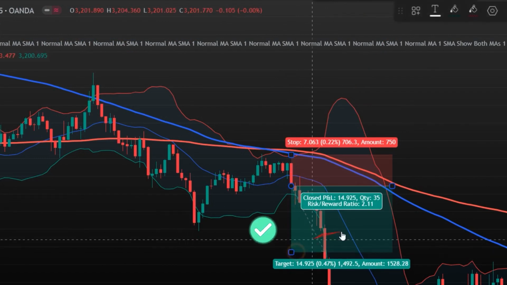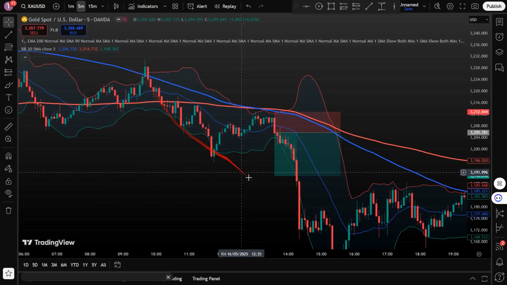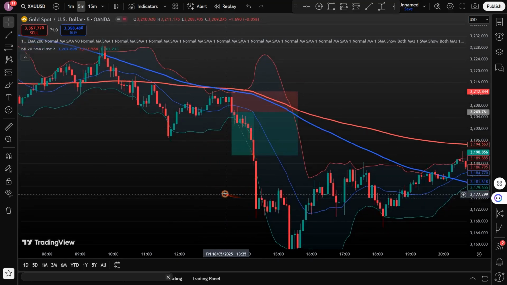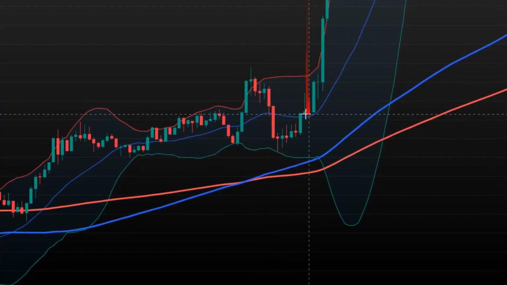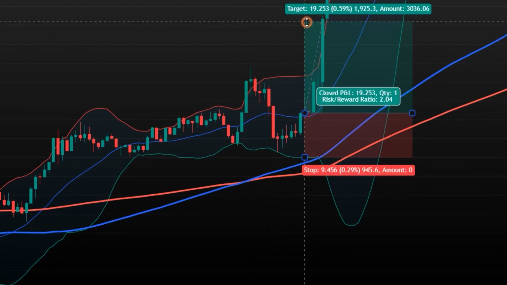Let me show you this on an actual chart. We're going to use the 5-minute chart of gold. And just look how clean those entries are. You wait for confirmation, you enter, you exit with a solid profit.